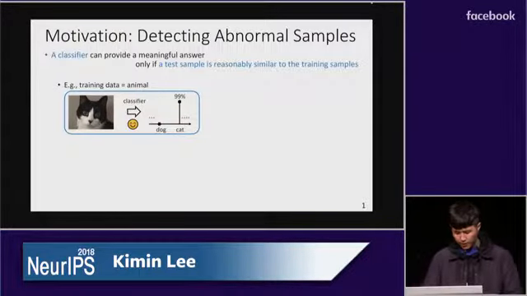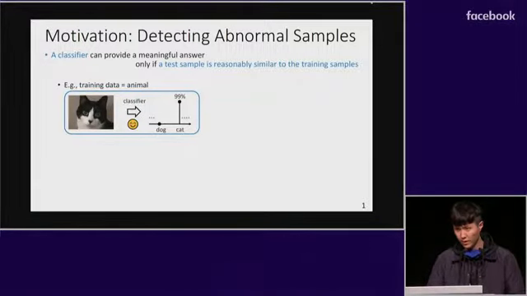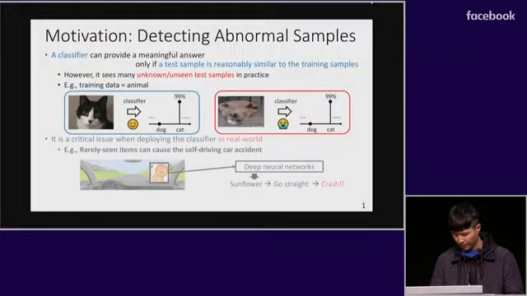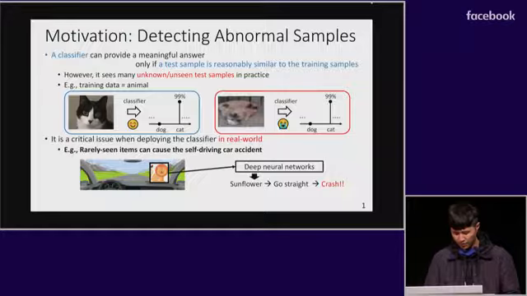A classifier can provide a meaningful answer only if a test sample is similar to the training samples. However, there are many unknown samples for which the classifier cannot give the right answer because it never saw them at training time. Such unknown samples cause critical concerns when deploying the classifier in real-world systems.